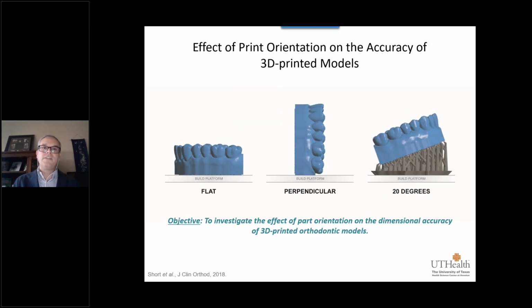We also investigated the effect of the print orientation on the dimensional accuracy of 3D printed models, and this has an impact on the efficiency of the workflow in printing models for clear aligner therapy. One can use any number of different orientations. The three that were investigated are shown in this slide. One could print the models flat on the build platform, but if one does that, one can only fit a certain number of models on the build platform at any given time. If one were to orient the models perpendicular with respect to the build platform, however, one could potentially fit many more models on the build platform for a given print run and thereby increase the efficiency of the production workflow.